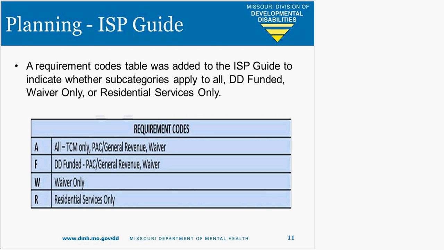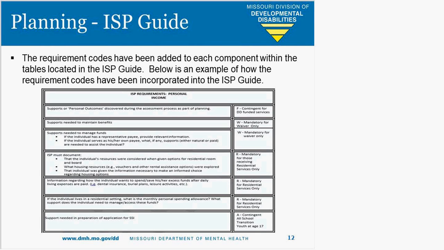This has an illustration. If you look at the fifth box, it talks about things that are mandatory for those receiving residential services. So the ISP in those situations must document things that are not expected in other situations. For example, that the individual's resources were considered when given options for residential room and board, and an explanation of what housing resources like vouchers and rental assistance options were explored.